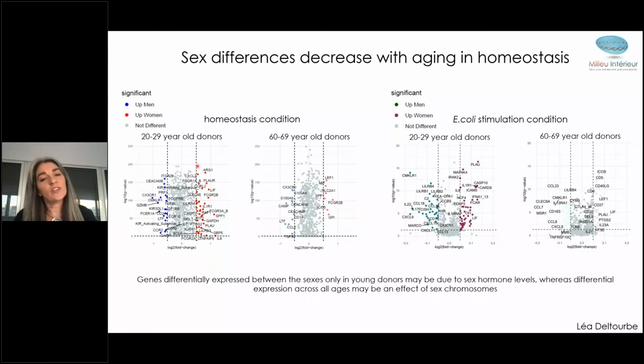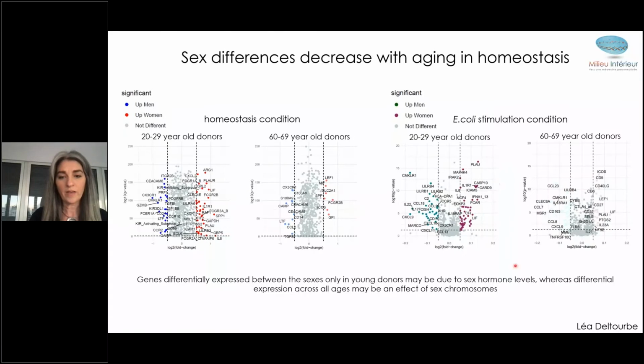But what she did is she looked in this homeostasis condition. So these are individuals who have not been stimulated with any E. coli or any other bacteria, any conditions like that. And what she's able to see is that there are genes that are differentially expressed between young donors who are female versus male. And those genes, in fact, the number of them decrease when we compare male and female donors between the ages of 60 and 69. And then when we look in the E. coli stimulus condition, what she sees is, again, there are genes that are differentially expressed. The number of them diminish over time when our donors age. But in addition to there being differences in the number of genes, the actual genes themselves are different between the homeostasis condition and the E. coli condition.